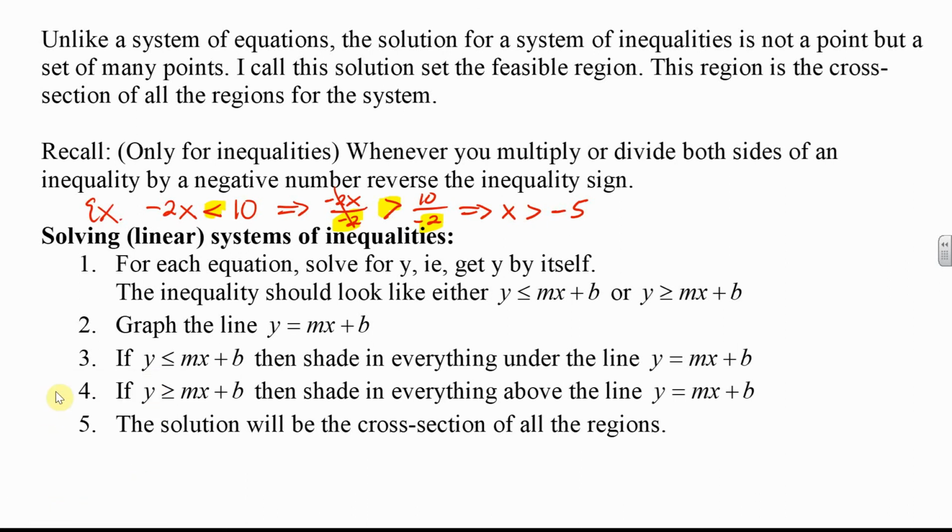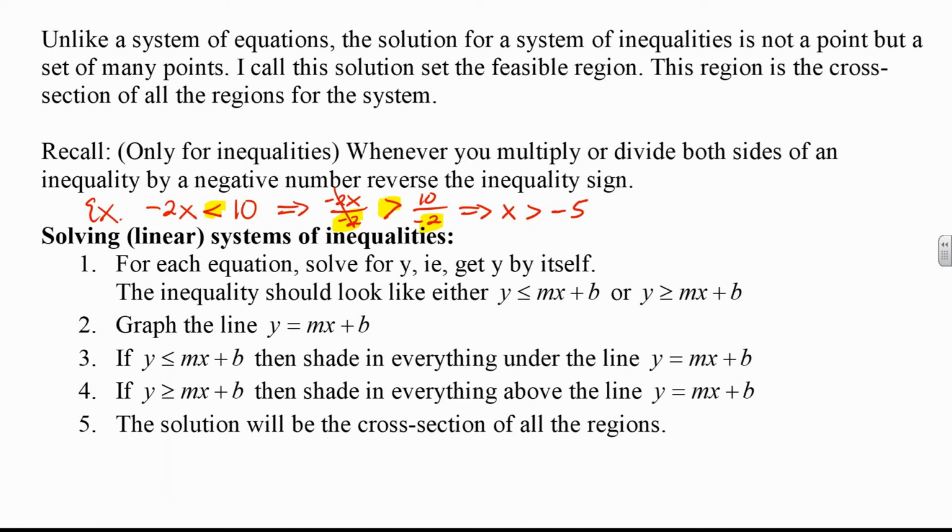How do we solve these systems of inequalities? Here I start with the linear inequalities. So what we're going to do here is for each inequality, we're going to solve for y. It may say y less than, y greater than, but you look at it as just y equal to for starting out. And then you take that y equal to some mx plus b, which is a straight line, and graph that straight line. If it says y less than, then that means that you're going to shade in everything under the line. If it says y greater than, then you're going to shade in everything above the line.